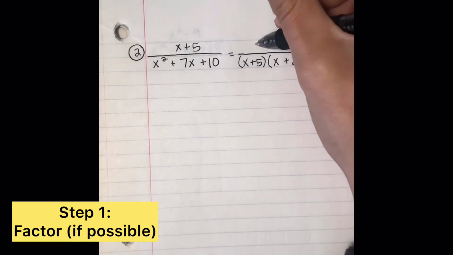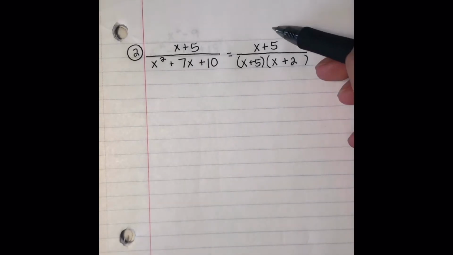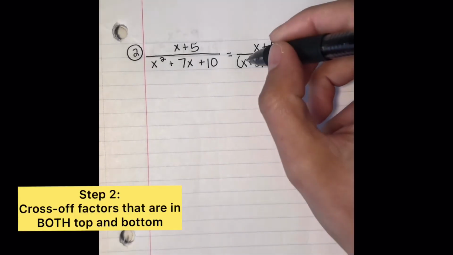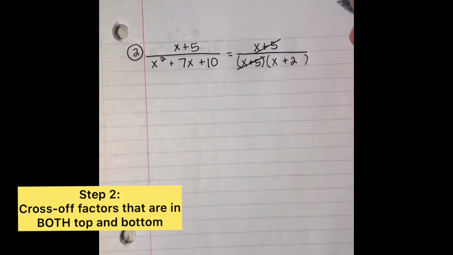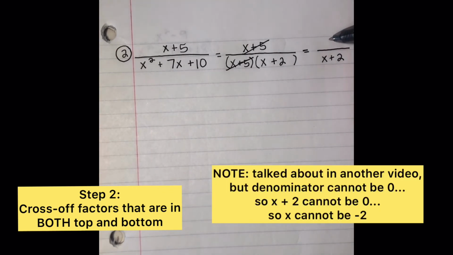We said that the top could not factor, so we'll just rewrite x plus 5. We have x plus 5 over x plus 5. Anything divided by itself cancels out, or is just 1. So all we're left with is x plus 2 on the bottom. You can't just have a blank top, so our final answer is going to be 1 over x plus 2.